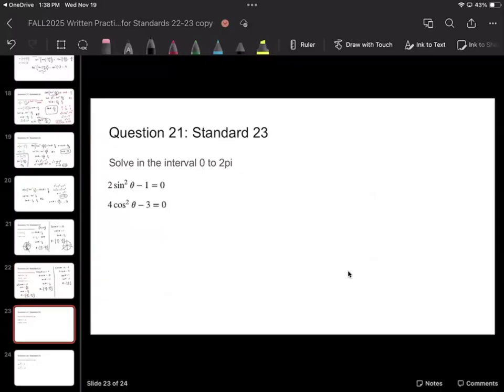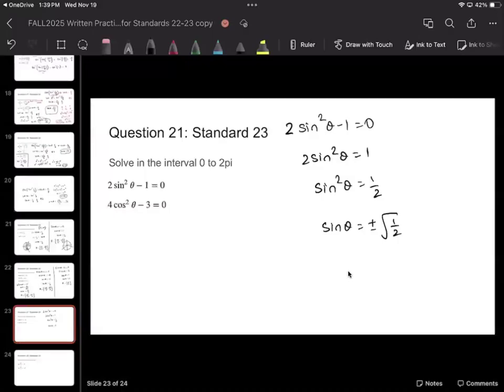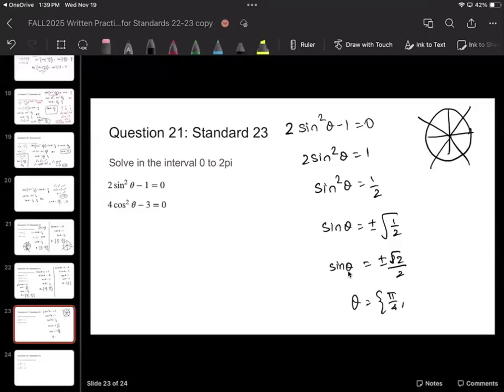Okay, so then 2 sine squared theta minus 1 is 0. 2 sine squared theta is 1. Sine squared theta is 1/2. Sine theta is plus or minus square root of 1 over 2, which is plus or minus root 2 over 2. So now I want to find where sine theta is either positive root 2 over 2 or negative root 2 over 2, two positives and two negatives. So the answer will be pi over 4, 3 pi over 4, 5 pi over 4, 7 pi over 4.